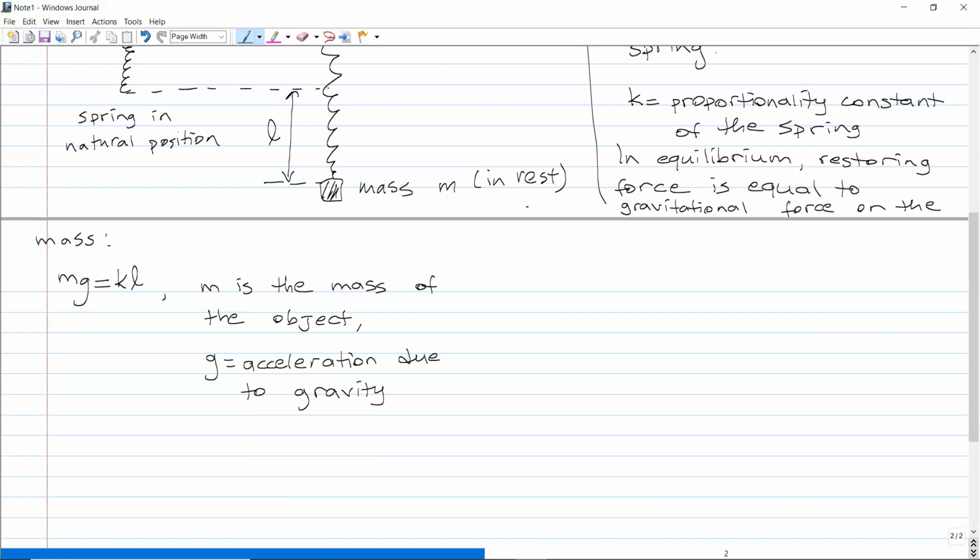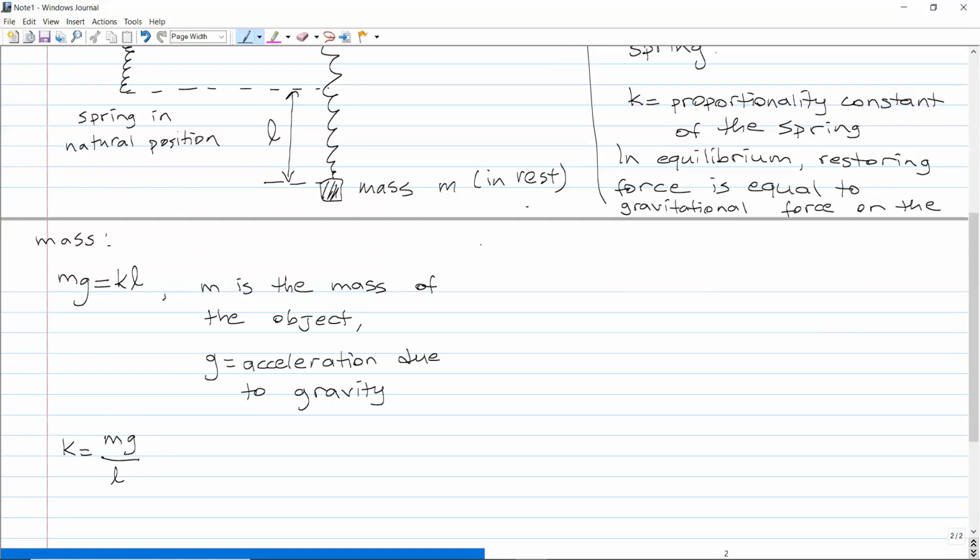So from this, we can figure out the constant K. The proportionality constant, in this case, is m times g over L. So using this information, we can figure out the proportionality constant K.